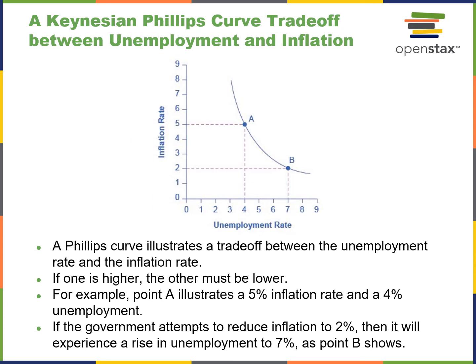On this slide, the Keynesian Phillips curve trade-off between unemployment and inflation. So these are its traits. It illustrates a trade-off between unemployment and inflation. If one's higher, the other must be lower. For example, if point A illustrates a 5% inflation rate and a 4% unemployment rate, then B will represent an inflation rate of 2, but an unemployment rate of 7.